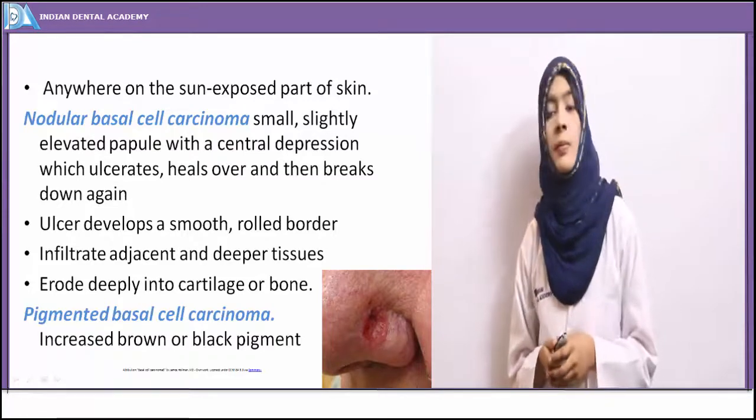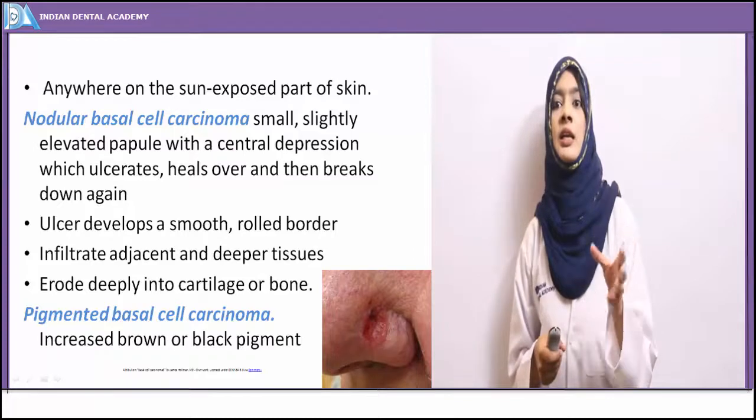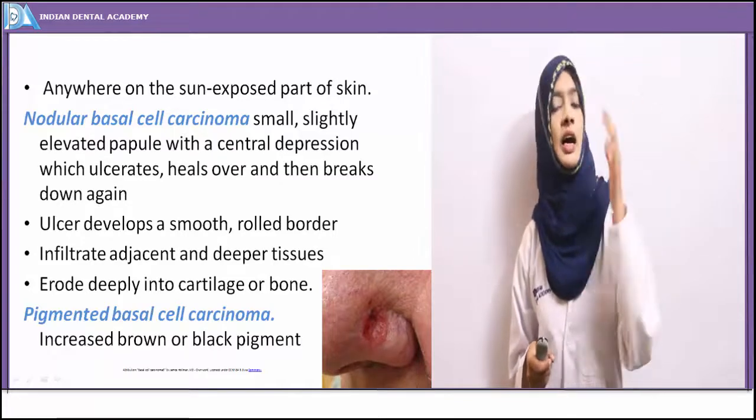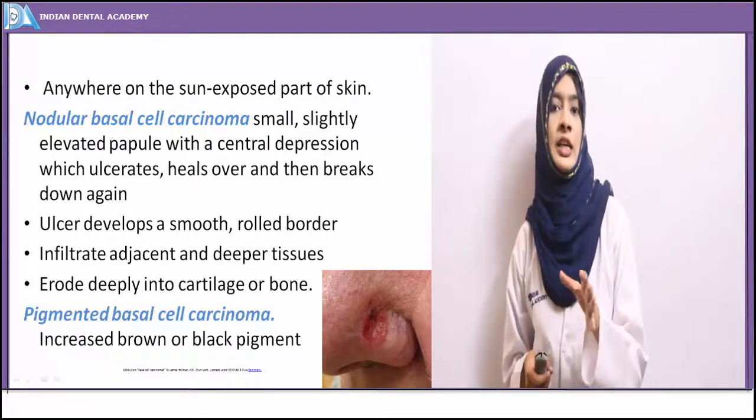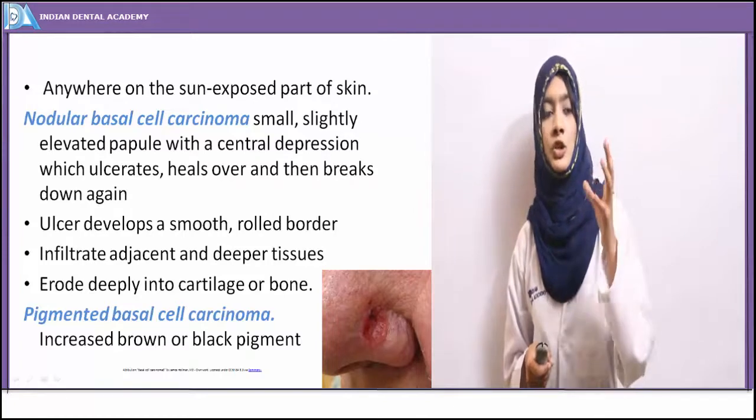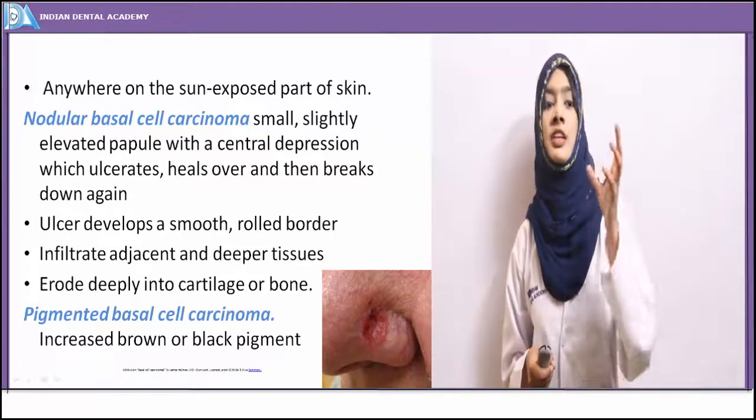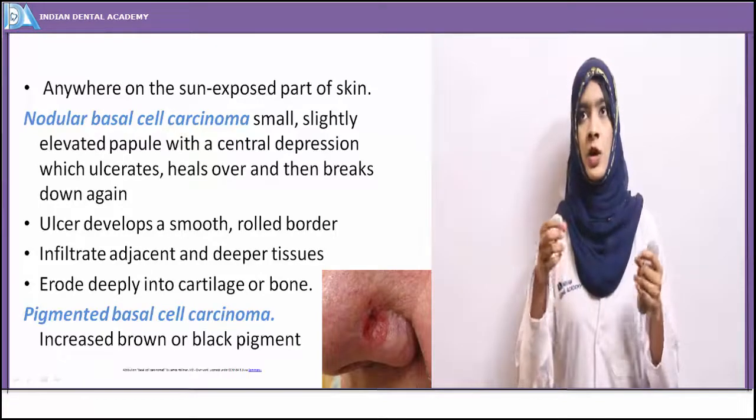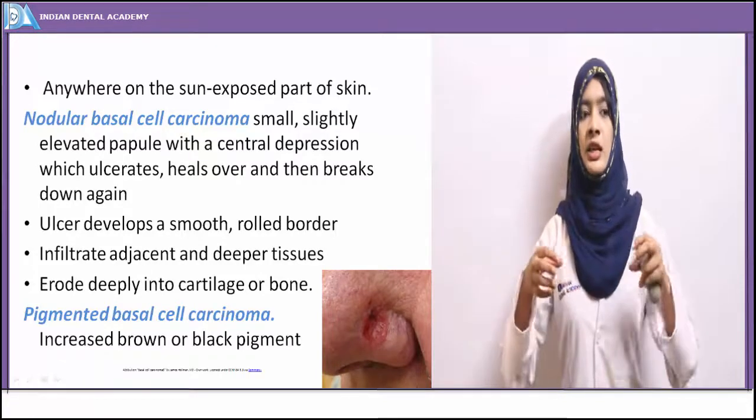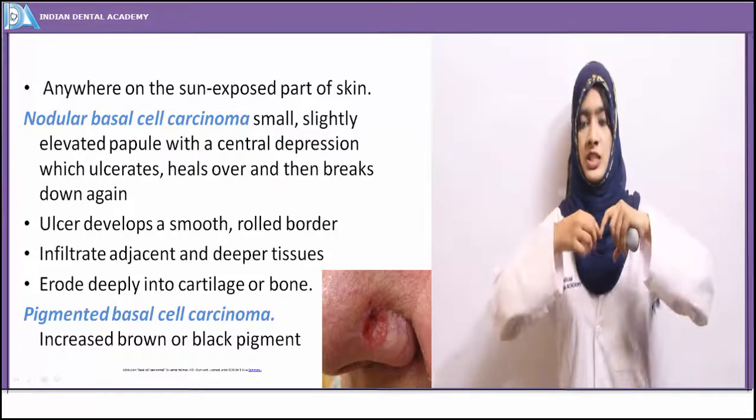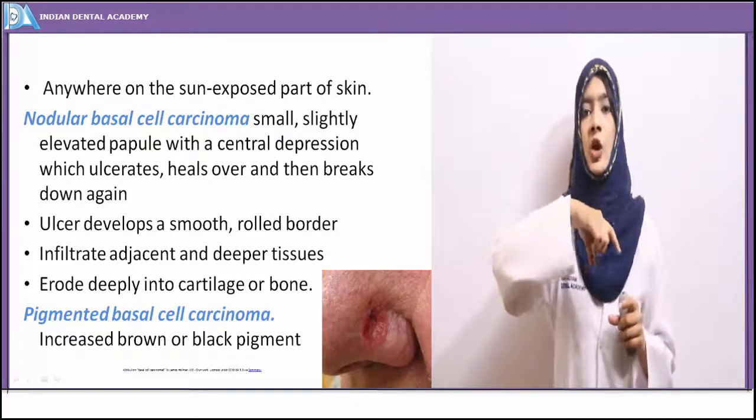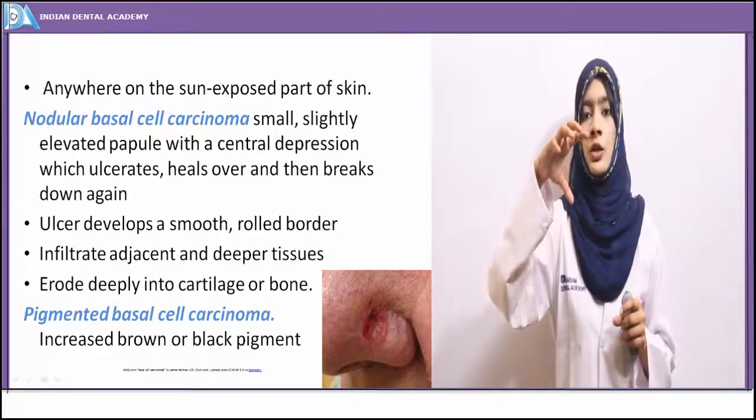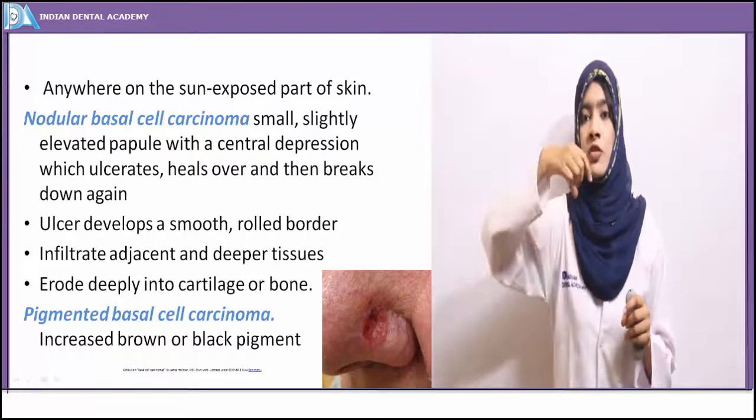Even though it is trying to heal, ulceration is occurring, and again it is breaking down the healed part. So at any given point of time, the nodule will be present along with the depression, and because ulcer formation is occurring, the tumor cells just tend to spread peripherally along the border of the nodule. So that gives the appearance of a rolled border.